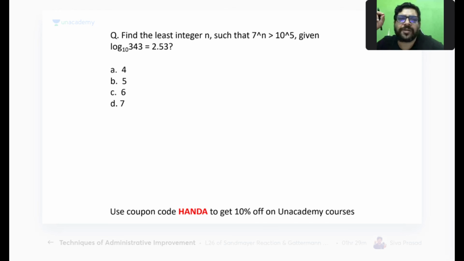Please try this one. Find the smallest possible value of n such that 7 to the power n is greater than 10 to the power 5. So one way is I can keep on multiplying 7 into 7 into 7 into 7 into 7, but that will take a lot of effort. Can I do it faster? Can I do it better?